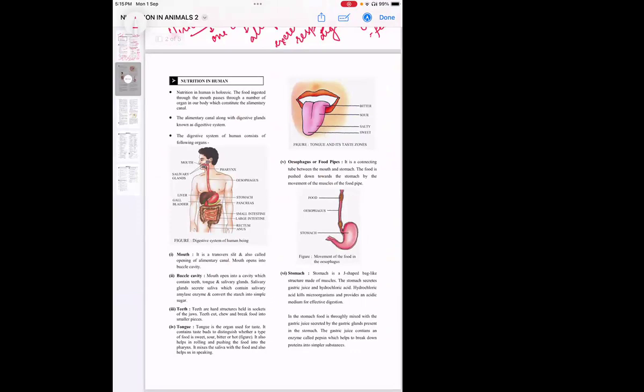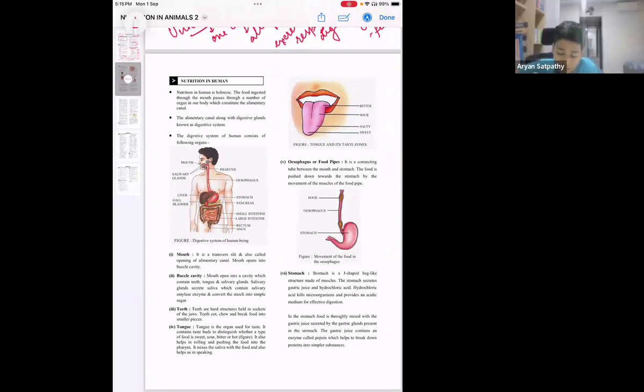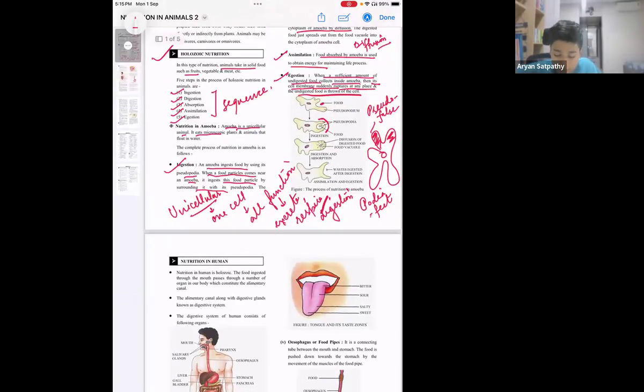Ma'am, in egestion, the book I studied says that undigested food gets stored in a vacuole whose membrane fuses with the cell membrane, which ruptures to release the undigested food outside the body. Ma'am, this seems very hard to memorize. Can this be simplified? I can send you the photo if needed.